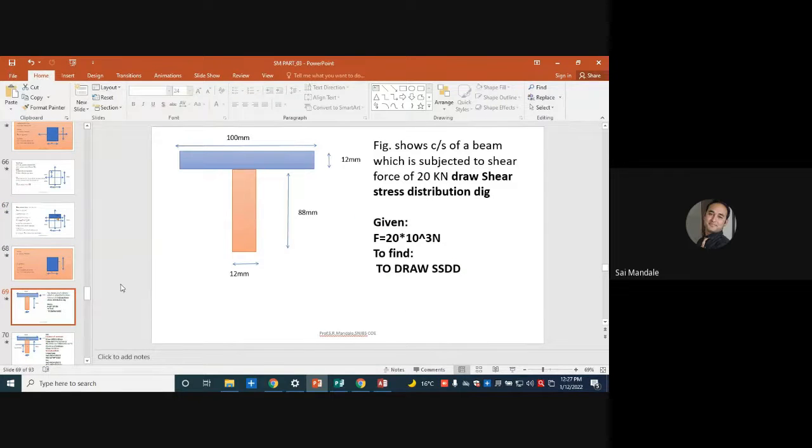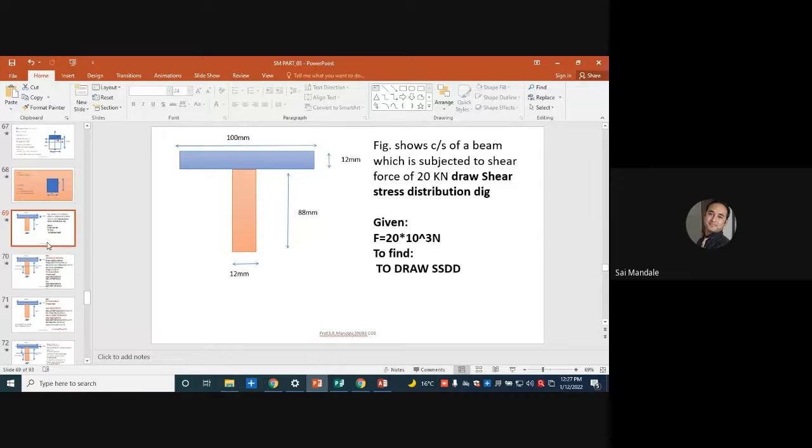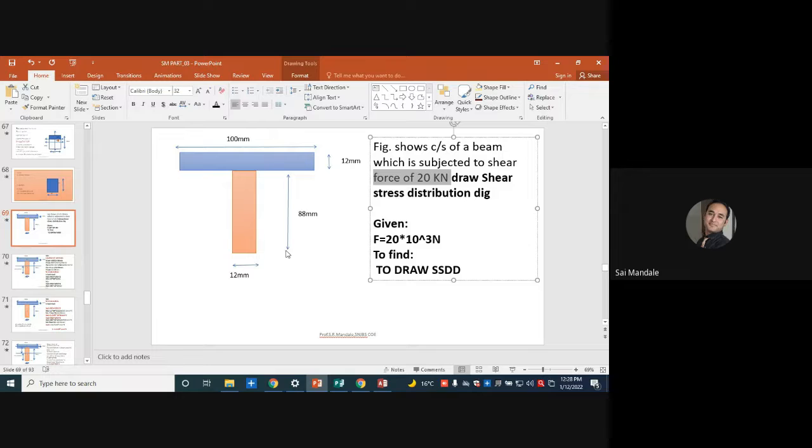The numerical for you. The figure shows the cross section subjected to a shear force of F. Draw the shear stress distribution diagram. Shear force is given to you, and we have to identify the shear stress distribution diagram. When we calculate it, we have to plot each and every point at each and every section, as the intensity of the shear stress varies from the extreme end to the NA and from NA to the extreme ends.